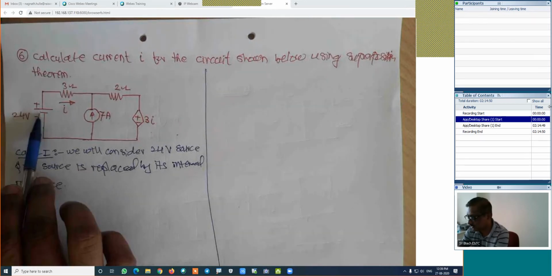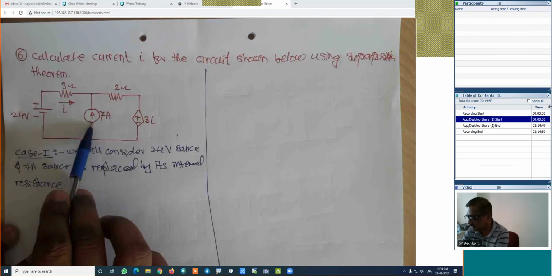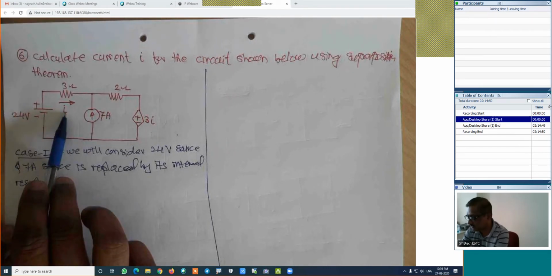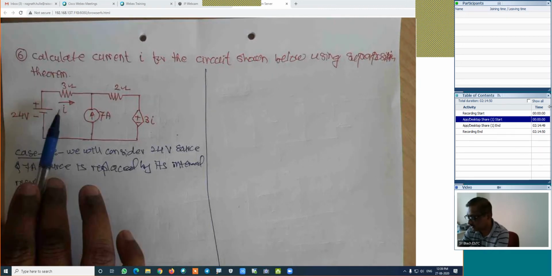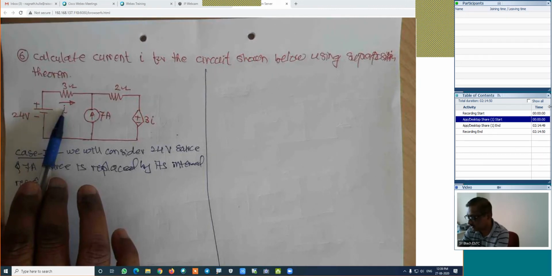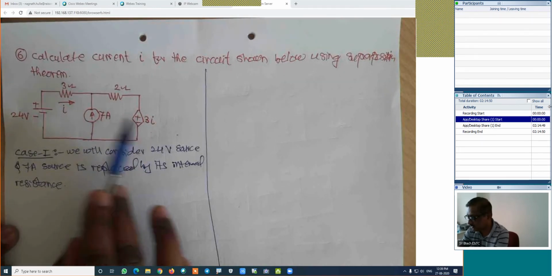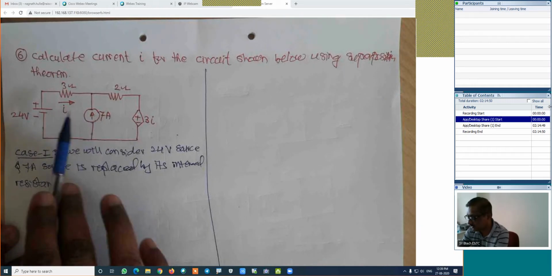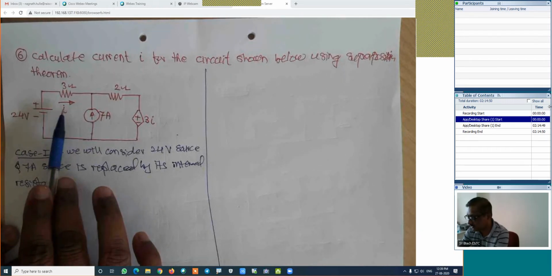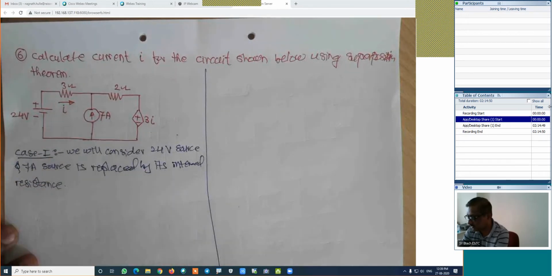Whenever both sources are existing, this current is I. But whenever I am considering this source, it may not be the I. It will be the different value. If it is a different value, this will be the different value because same is I. And when we will consider this source, again this value will be the different, and if it is different, this value will be different. Just we have to consider number of independent sources in case of the superposition theorem.